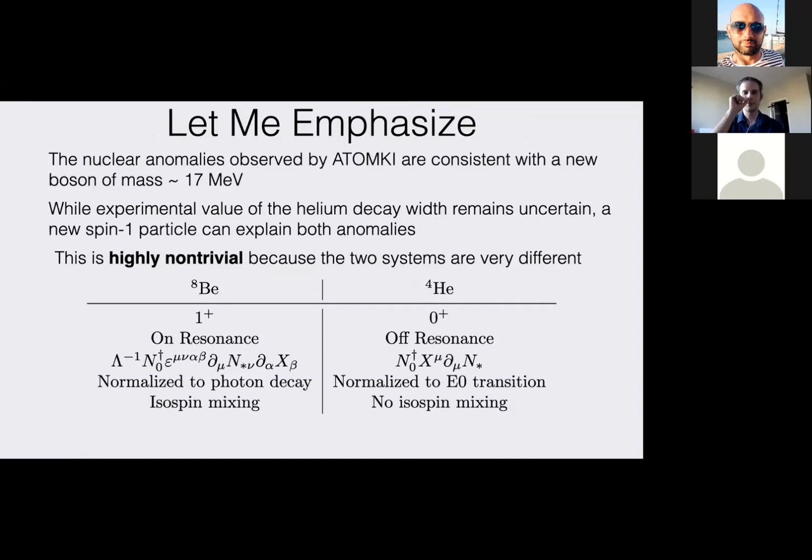Let me emphasize some of the differences between these two setups. They are the same types of experiment, but the dynamics of the two systems are quite different. In the beryllium case, you're looking at an axial vector excited state. In the helium case, it is a scalar excited state. The beryllium was run right on resonance for this excited state, whereas the helium was run in between two resonances. The operators between the two are quite different. The types of decays you're normalizing to, one is two-body, one is three-body. One has isospin mixing, one has no isospin mixing. The fact that there is some agreement between the two is pretty non-trivial.